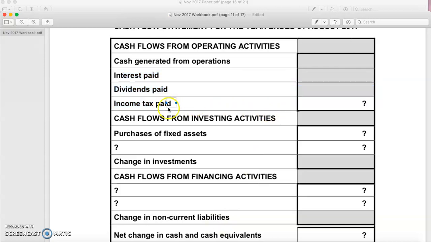And before I calculate this, I want to remind you that the way I do it is not the right way. It's just one of the ways possible, and you may use a different method. As long as you get the correct answer, and as long as you understand which amounts need to be in brackets and which amounts don't, then you should be all right. Okay, so income tax paid.